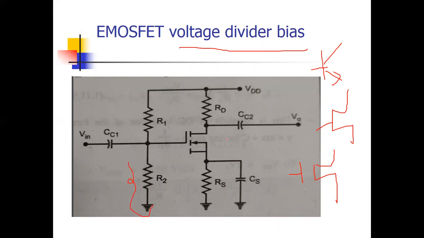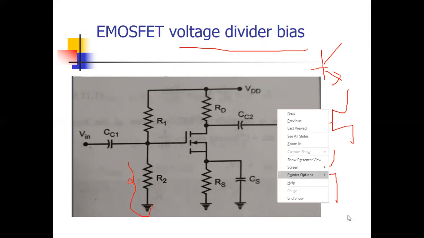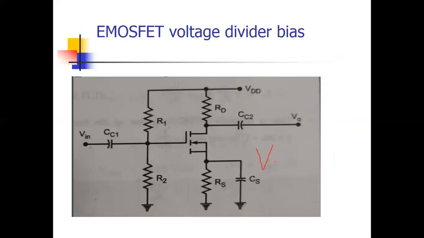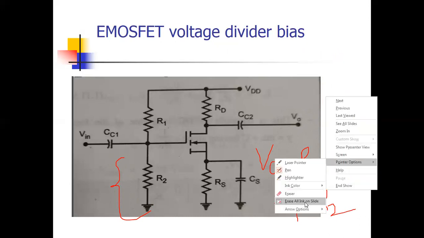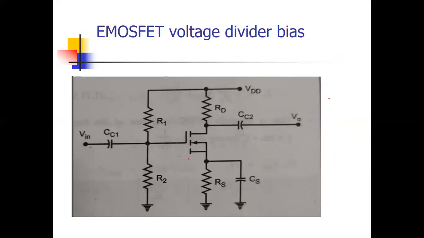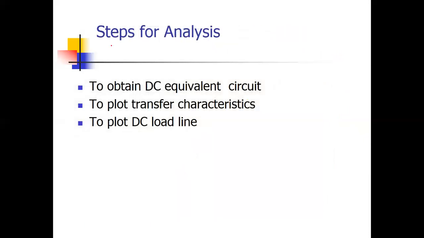And you know very well why it is called voltage divider bias, because we apply the voltage divider rule. What is the voltage divider rule? The voltage across R2, or we can say the gate voltage, VG equals R2 multiplied by VDD divided by R1 plus R2. So we have applied the voltage divider rule here.